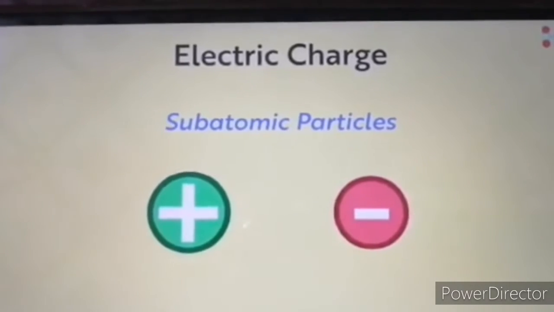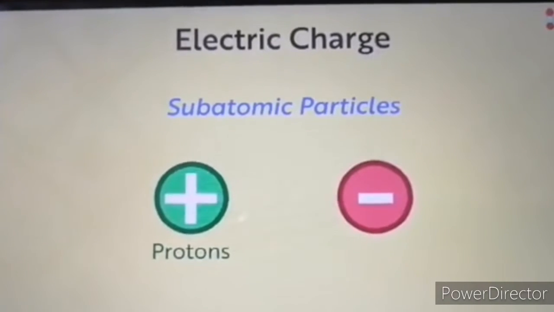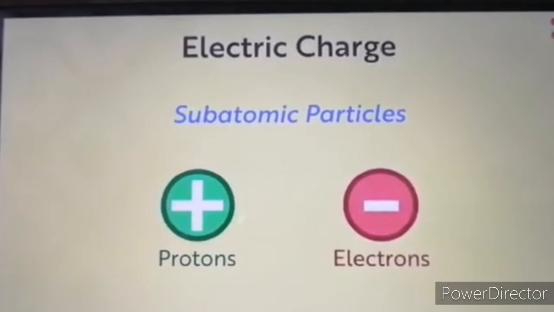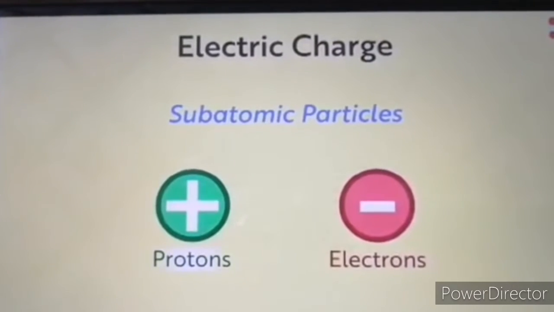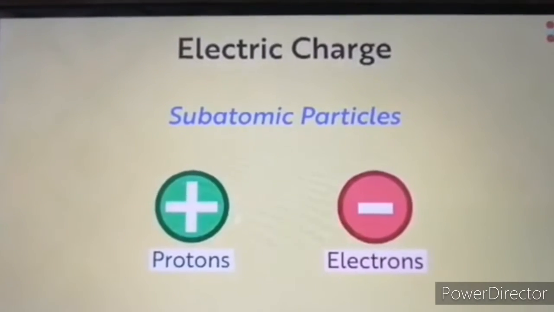Both these charge carriers are called the subatomic particles of any atom. Positive charge carriers are called protons and negative charge carriers are called electrons, which are revolving around a positive nucleus in any atom. You can remember this.